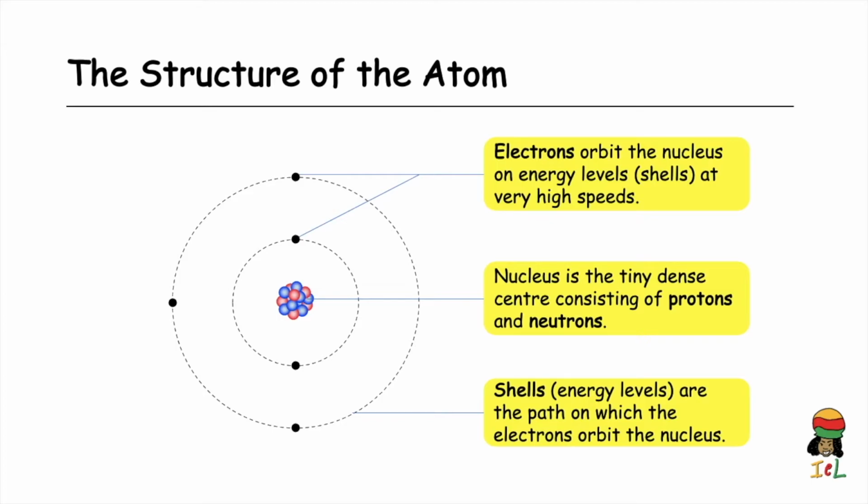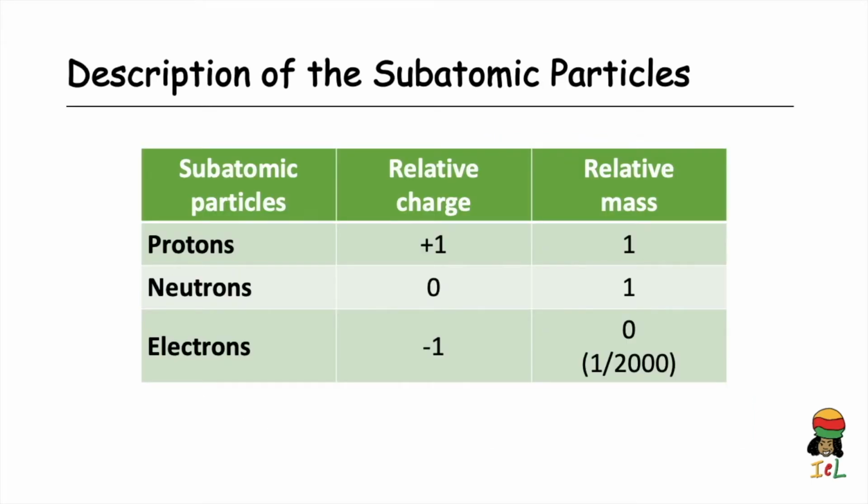So to describe the properties of the subatomic particles, remember there are three subatomic particles: protons, neutrons, and electrons. The protons and the neutrons are located in the nucleus, which is the central structure of the atom. Now, the protons have a relative charge of +1, so each proton has a +1 charge. And of course, protons contribute to the mass of the atom, and so it's assigned a relative mass of 1.